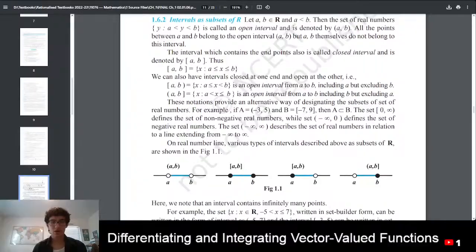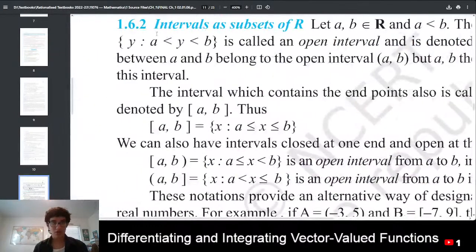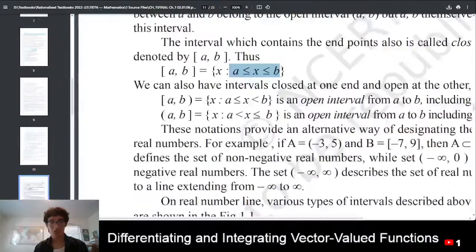Intervals as subsets of R. Let A and B belong to R, and if A is less than B, then the set of real numbers from A to B is called an open interval, and you write it like this. Open interval means that you don't include A or B within the set. All the points between belong to the open interval, but A and B themselves are not part of it. If you want to include A and B, then you use square brackets and call it a closed interval, like so. All that's changing is that instead of A strictly less than x strictly less than B, it's A less than or equal to x, less than or equal to B.